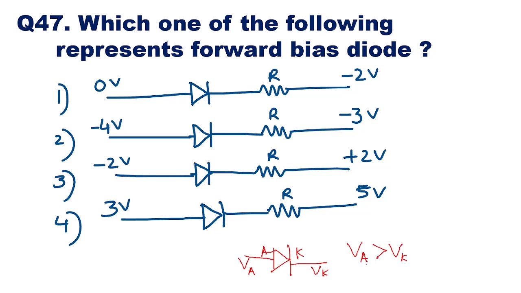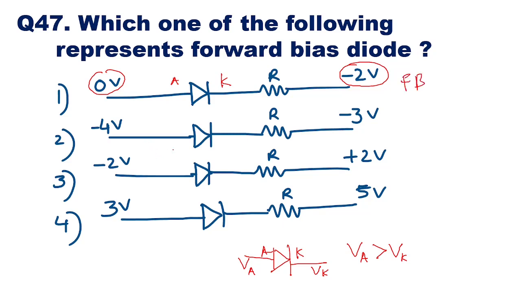So this is the basic thing you can see in this question. You always check whether the anode voltage is more than the cathode voltage, and if that is so, then the diode is forward biased. If you see the first combination, this is your anode, this is cathode in all the cases. Anode voltage is 0 volt and cathode voltage is minus 2 volt. In this case, it is forward biased because anode voltage is greater than cathode voltage. So this is your forward bias condition.